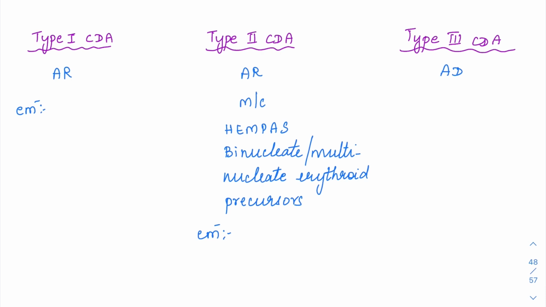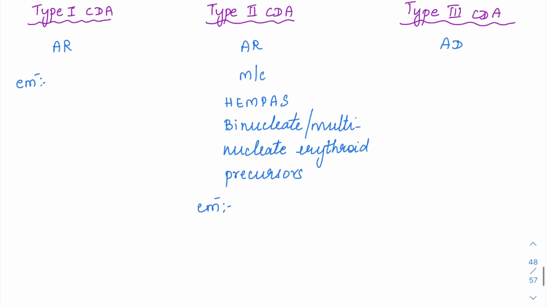Type 1 is going to be autosomal recessive, same for type 2. Type 3 is going to be autosomal dominant. You don't have to remember everything in detail about this. We will just have specific questions related to this.